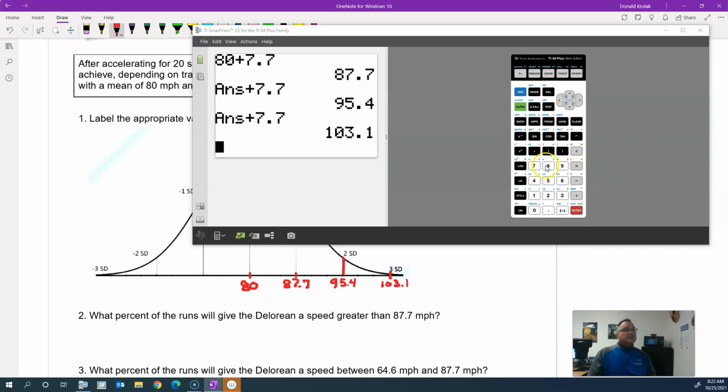Okay, and then I'm going to do the same thing, subtracting 7.7.